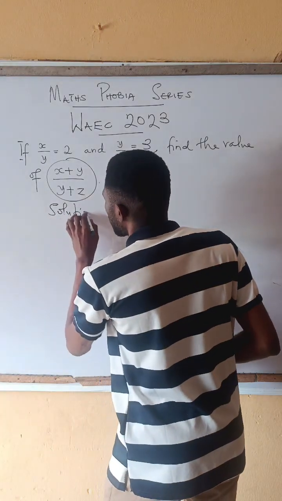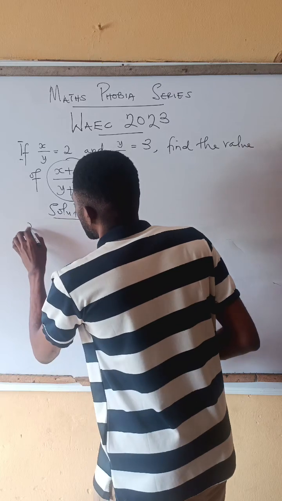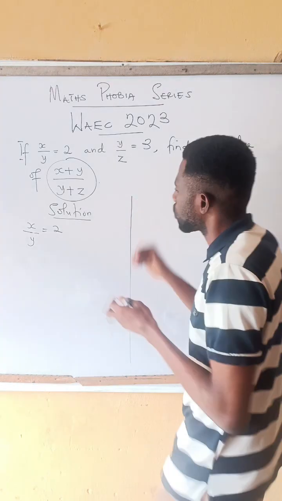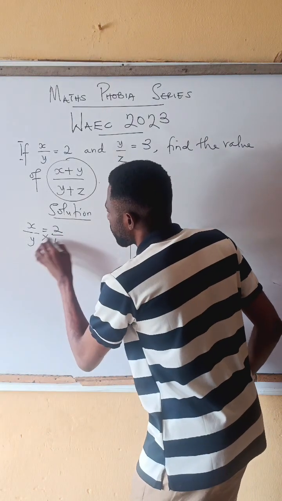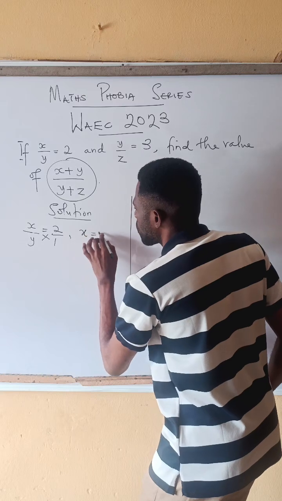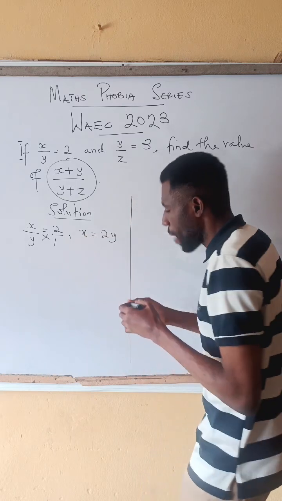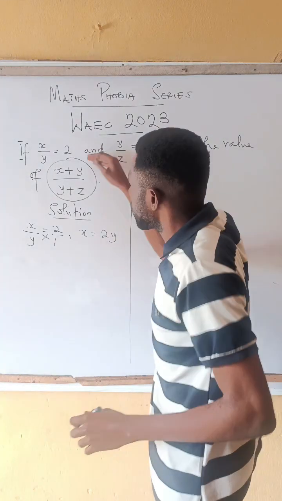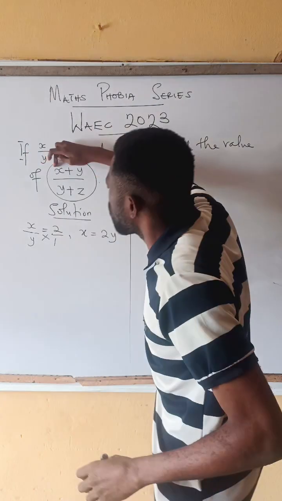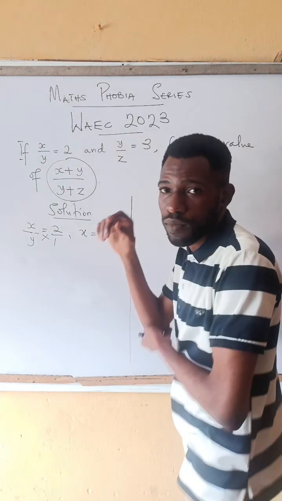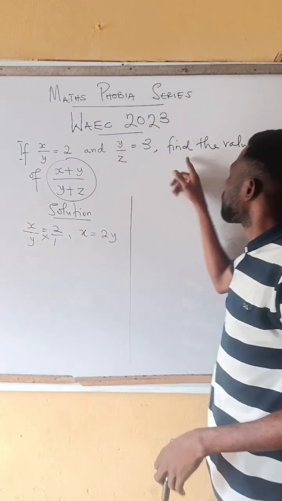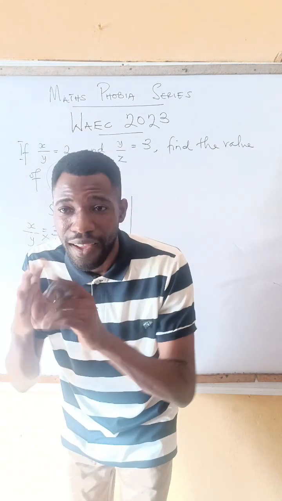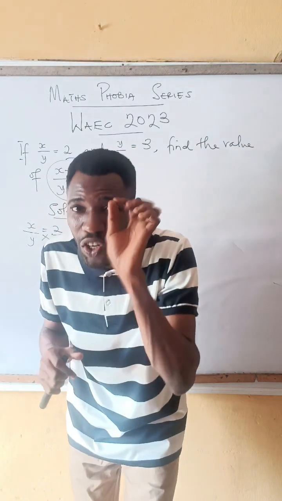Solution. Now, what is the first thing we are going to do? x over y equals 2. Now, all we simply need to do, if we cross multiply from here, what do you have? x is what? 2y. That means in place of x, I'm going to replace it with 2y, so that the whole of my numerator will be 2y plus y. So now, look at the question. It said, find the value of this. That means we have to get a normal answer, a number as the answer, not a letter.